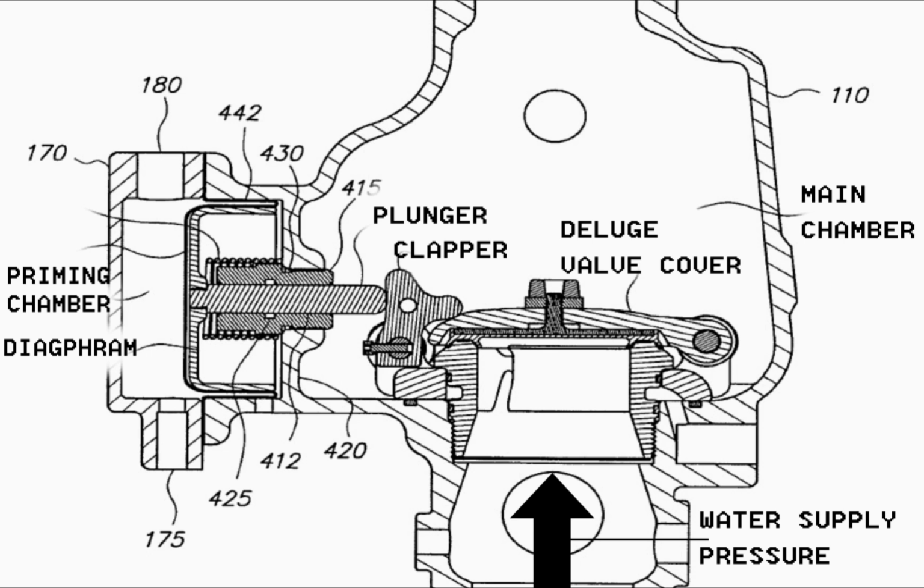The position of the deluge valve depends on the differential pressure between the priming chamber water pressure and the water supply pressure. In the shown figure, the deluge valve is in normal closed position, where the priming water pressure is pushing the diaphragm in forward position, which is connected to the plunger, forcing the clapper to close the deluge valve cover and overcoming the water supply pressure.